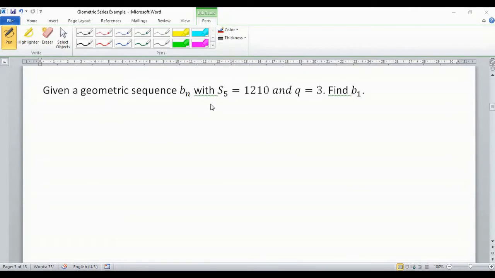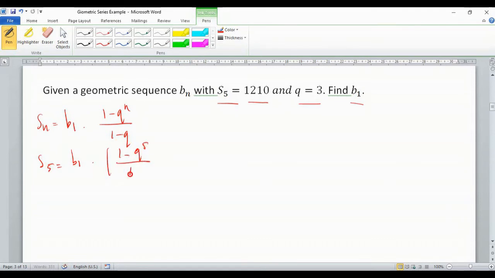Given a geometric sequence Bn with S5 equal to 1210 and the ratio k equal to 3, you need to find the first term. Okay, we know that Sn equals the first term times 1 minus k to the power n over 1 minus k, right? So from here, we have S5, so we just change n to 5. So we have 1210 equals B1 times 1 minus 3 to the power 5 over 1 minus 3.